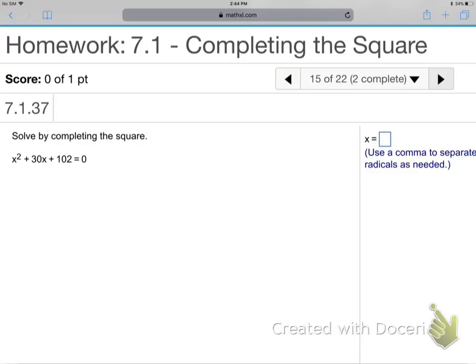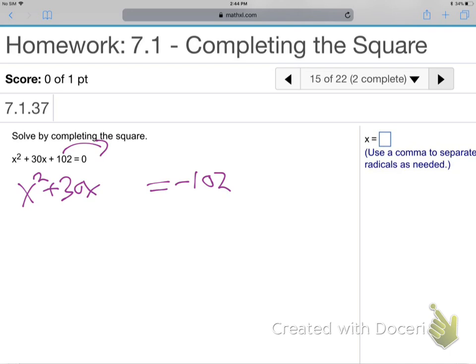All right, try that one. Yeah, I mean, you could try it the old sea monster way, but it won't work. You got to do the new trick. So you know what you should do with that 102 right away? Jump it over. It's just in the way. It becomes minus 102.